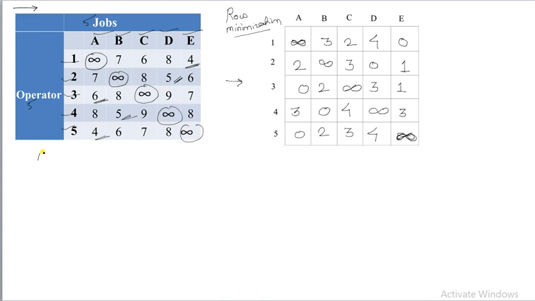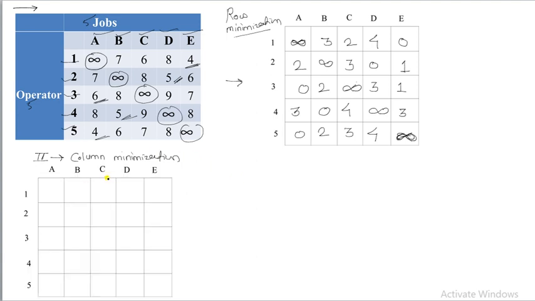In the second step, the operation will be column minimization. Now, the second step is column minimization. That means selecting the minimum or least element from the column and subtracting it from that entire column.